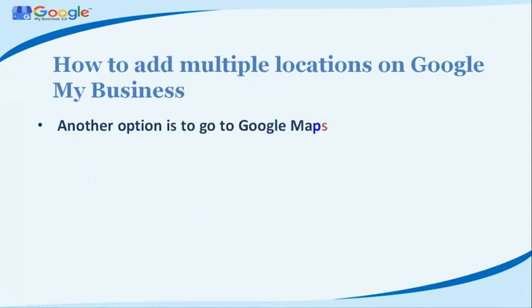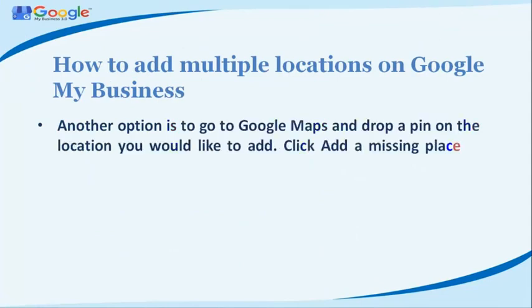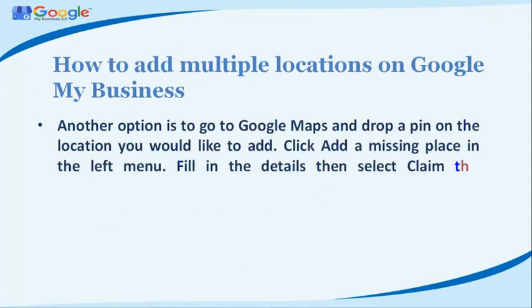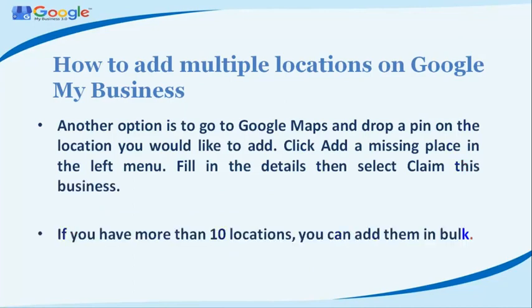Another option is to go to Google Maps and drop a pin on the location you would like to add. Click Add a Missing Place in the left menu, fill in the details, then select Claim This Business. If you have more than 10 locations, you can add them in bulk.